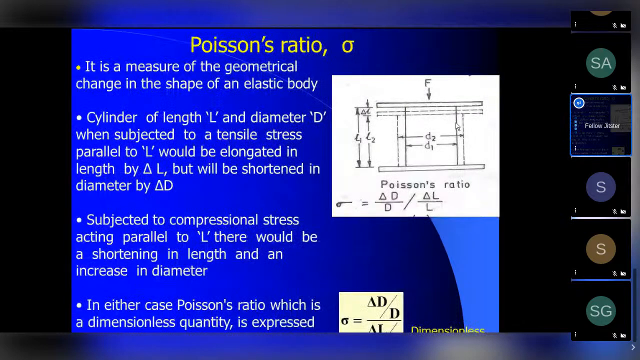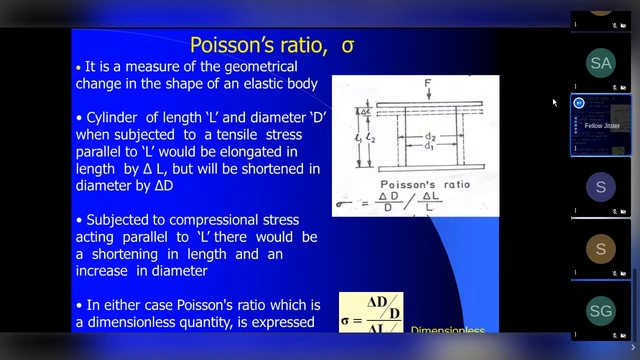And then finally we come to the Poisson's ratio. It says it is a measure of the geometrical change in the shape of the elastic body. And you can see on the diagram on the right hand side, you can see the Poisson's ratio. So you see what's happening. The D is decreasing: delta D by D and delta L by L.